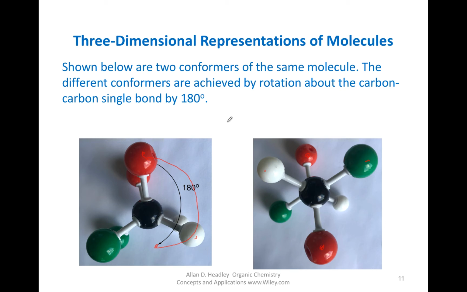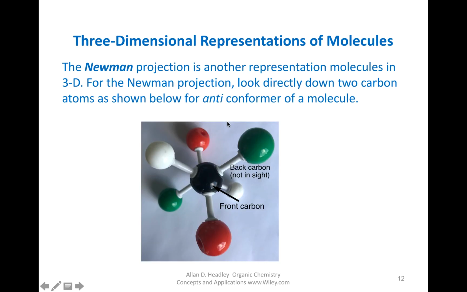Let's see if we can write that. This is just another representation of this, where this is in front, and of course the front carbon, you see the groups now bonded, and this is in the back, and you still have the same groups shown in the same orientation.